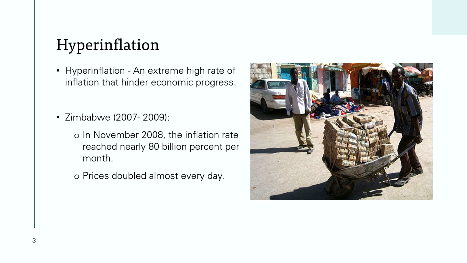When inflation rate is extremely high, we call it hyperinflation. This is an extreme rate of inflation that essentially breaks the economy. Look at the case of Zimbabwe from 2007 to 2009. By November 2008, the monthly inflation rate hit nearly 80 billion percent. To put that in perspective, the prices were doubling almost every single day.